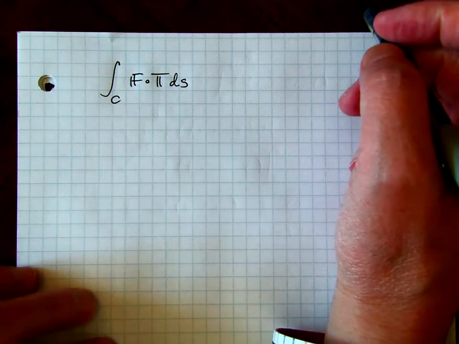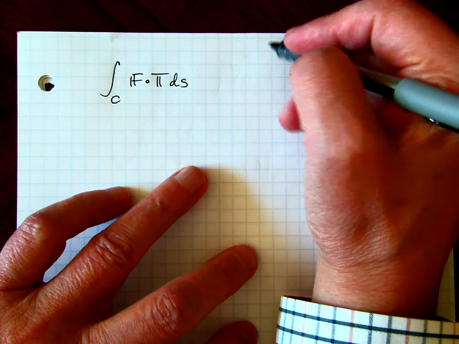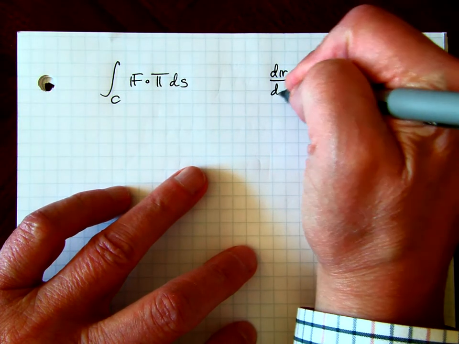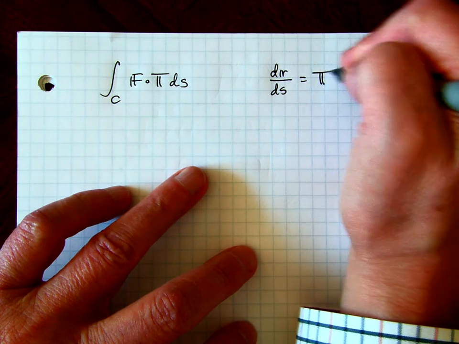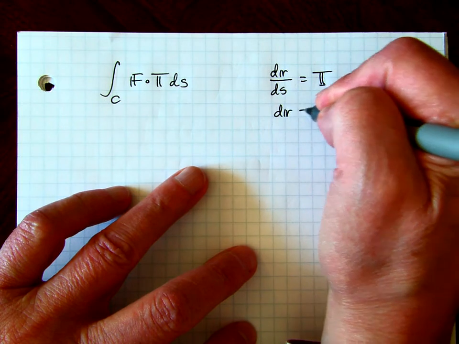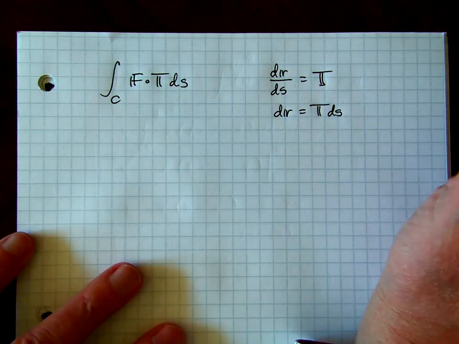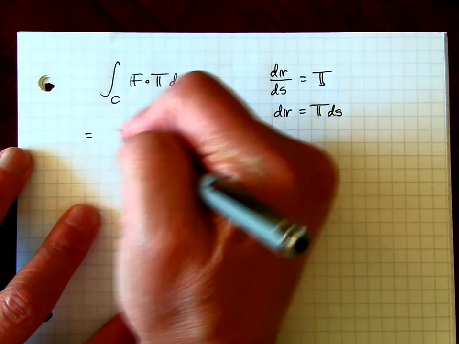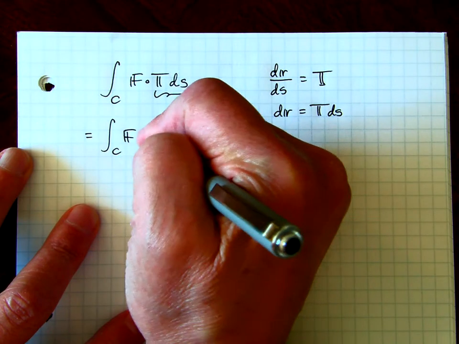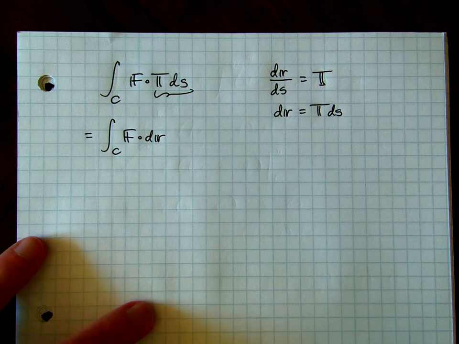I hope you remember this, but once upon a time, we learned that if you take the derivative of your position vector with respect to arc length, that's when you get T. In other words, dr is T ds. So, if you don't mind playing with notation, this right here becomes dr. This is fairly common usage.